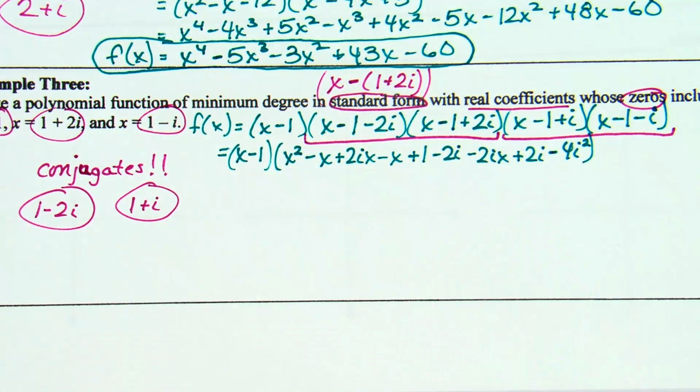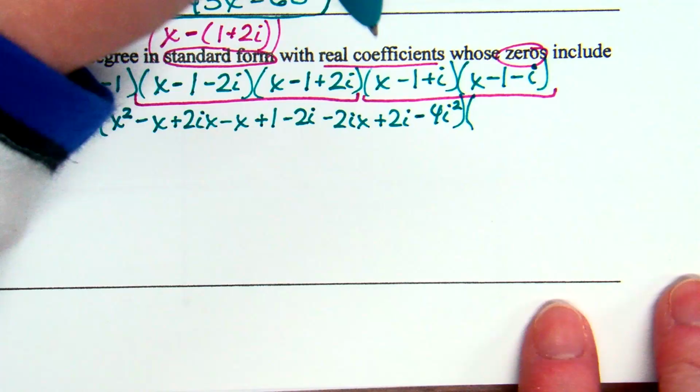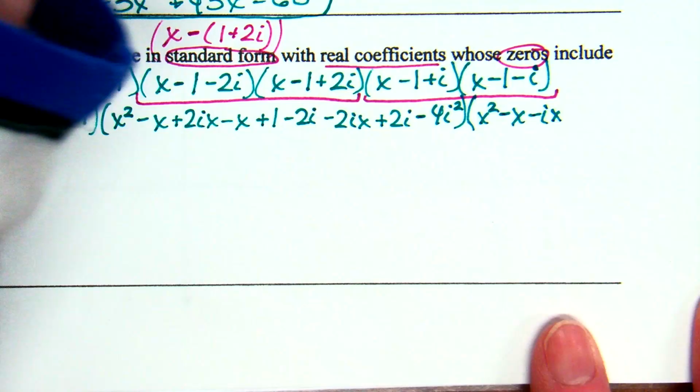Okay, now we've got 2 more, yes? Okay, I'm going to try and do the same thing and not lose my place this time. So I'm going to take x from the first parenthesis and distribute to everything in the last parenthesis. x times x, x squared. x times negative 1, minus x. x times negative i, minus ix. Now I'm going to distribute the negative 1. Negative 1 times x, minus x. Negative 1 times negative 1, plus 1. Negative 1 times negative i, plus i.